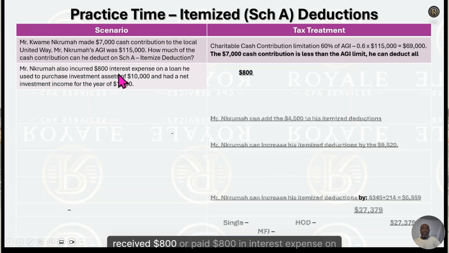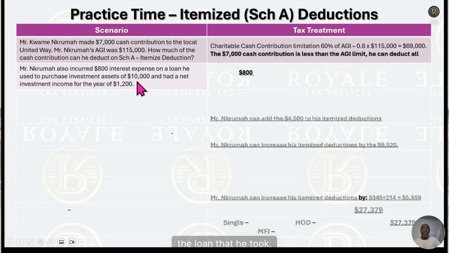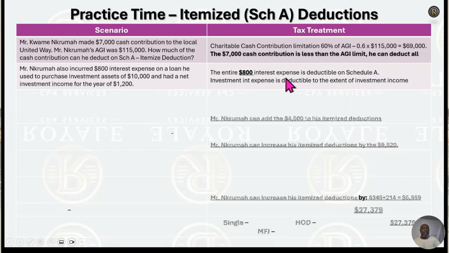He paid $800 in interest expense on the loan that he took, right? Now the thing with interest is that the expense cannot exceed the interest income or the investment income. So in this case it was $800. He received an income that would have been included, as we saw, in gross income, since interest income is part of it, so it's already been included in this $115,000. Assuming they are related, he will be able to take this also as part of his itemized deduction.